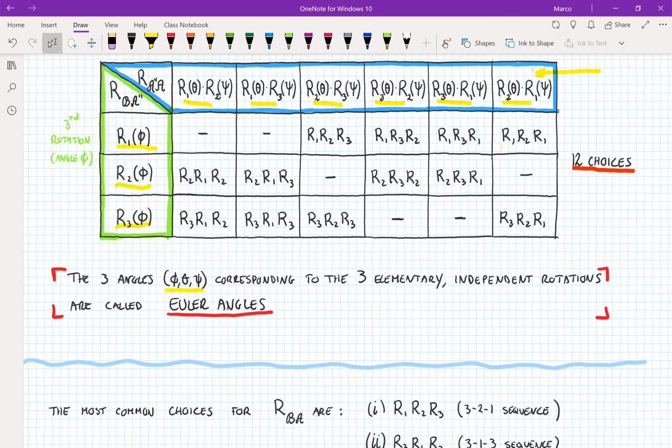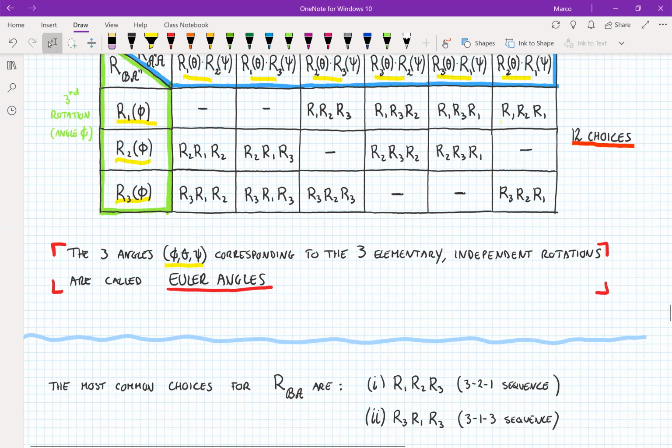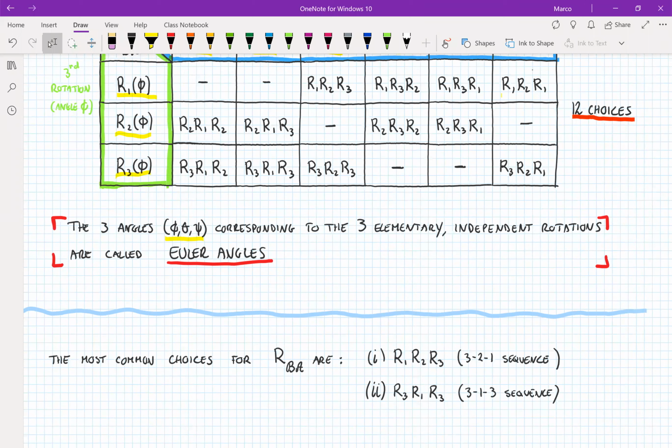So which rotations overall are we going to choose? Which sequence of elementary rotations are usually used to go from one reference frame to another? Well, it depends on the application. The 2 most famous or most common choices in order to get to our overall rotation matrix from reference frame A to B are the sequence 321 and 313.